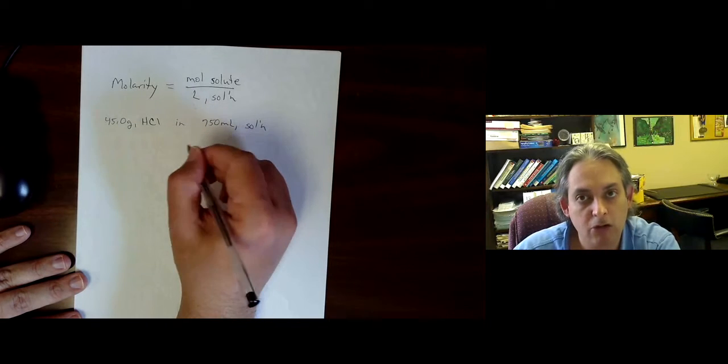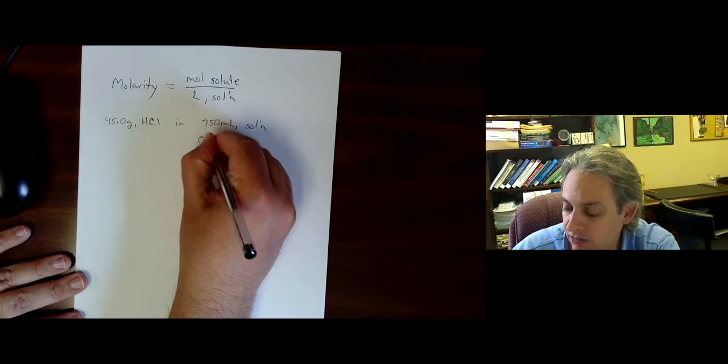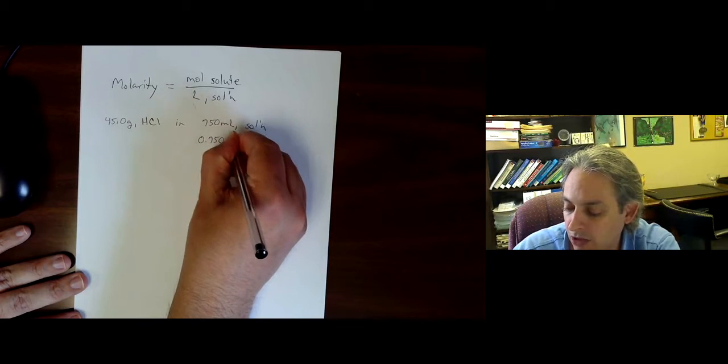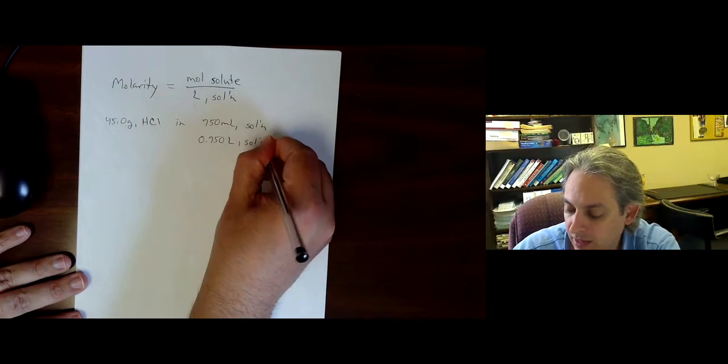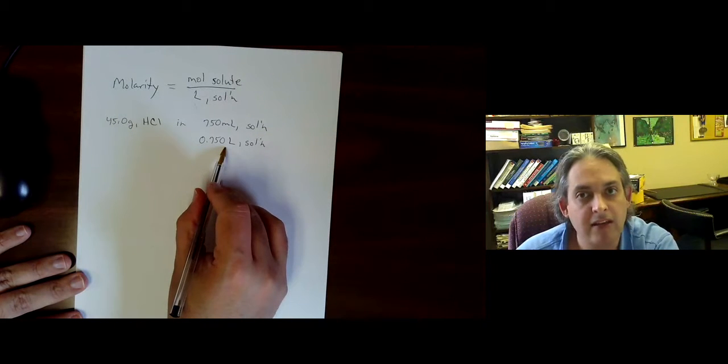So remember, to go from milliliters to liters, we divide by 1,000. So this is 0.750 liters of solution, and so we have 45 grams of HCl and 0.750 liters of solution.